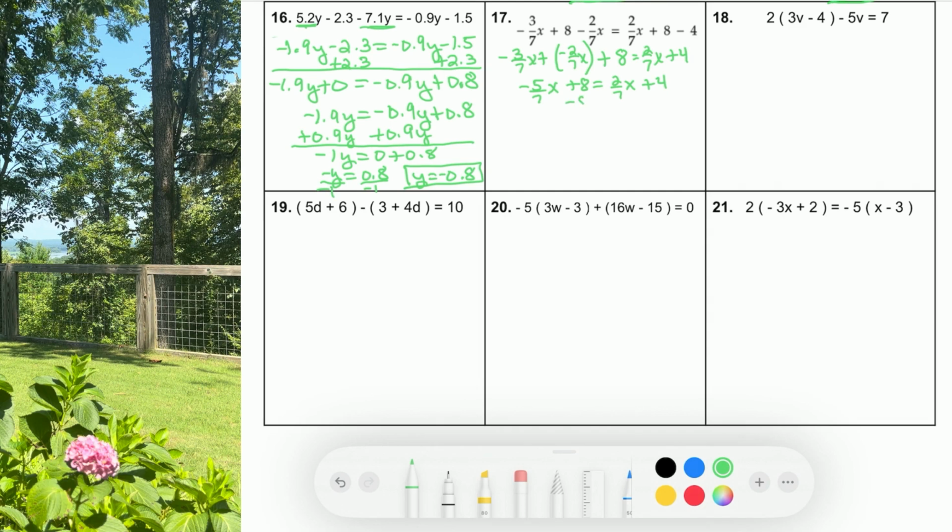I'm going to subtract my 8 from both sides. That gives me negative 5 sevenths x plus 0 equals 2 sevenths x minus 4.